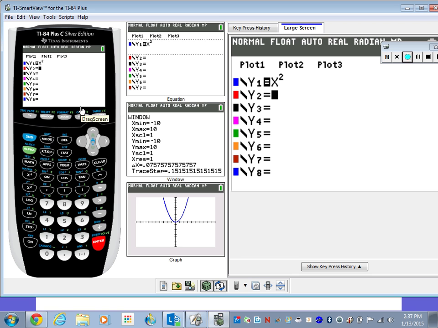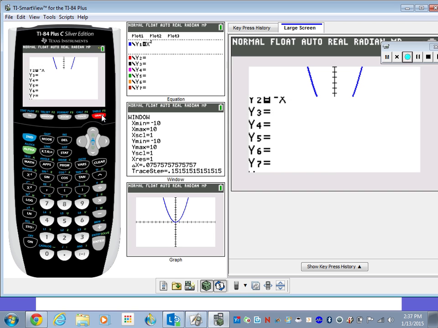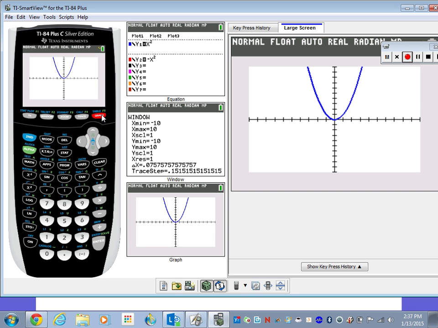So we're going to do negative x squared, and then I'm going to ask it to graph again. As you see, this is what negative x squared looks like. This is inverted, and all I did was put the negative in front. What's nice here is you can see your parent function, which is just x squared, and then the negative in front forces it to flip, or invert, so it now opens down.